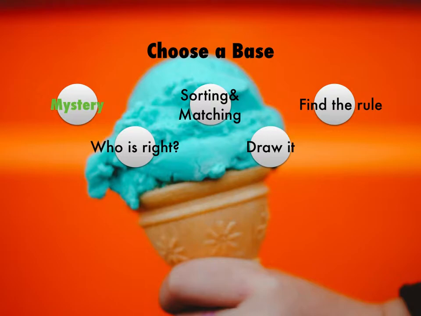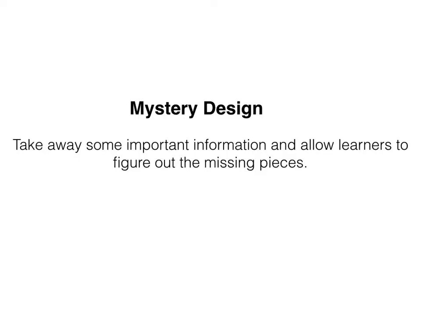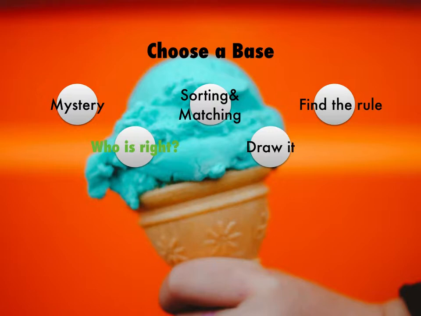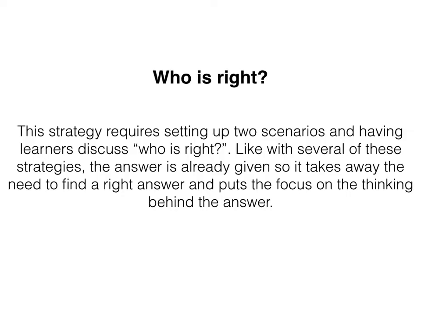The first base is mystery design. In a mystery design, take away some important information and allow learners to figure out the missing pieces. The second base is who is right. This strategy requires setting up 2 scenarios and having learners discuss who is right. Like with several of these strategies, the answer is already given, so it takes away the need to find a right answer and puts the focus on the thinking behind the answer.